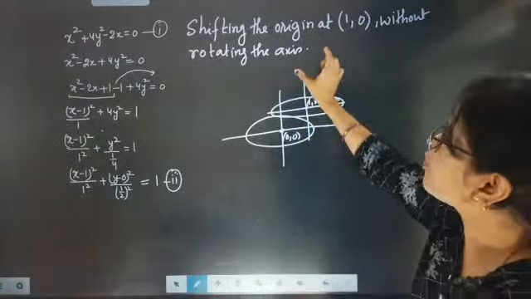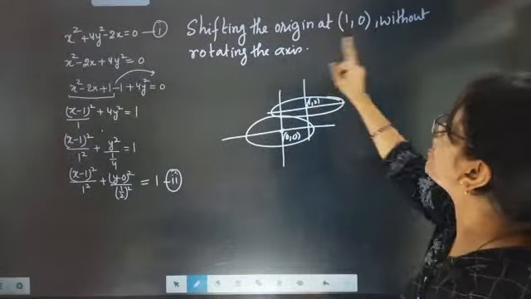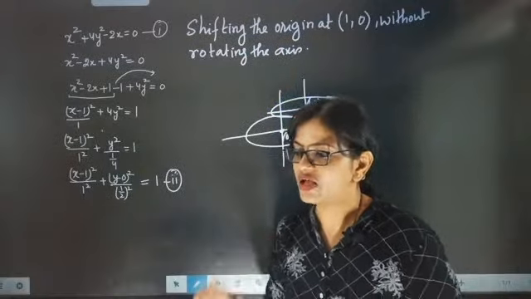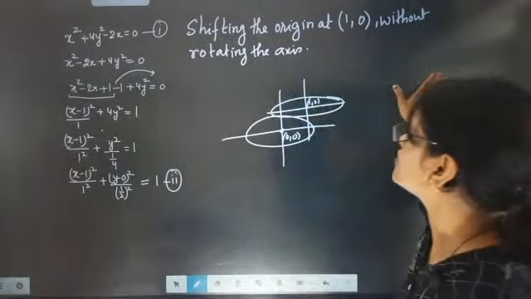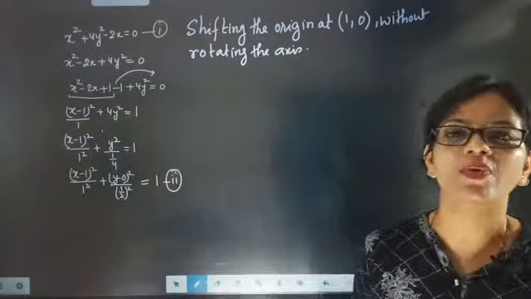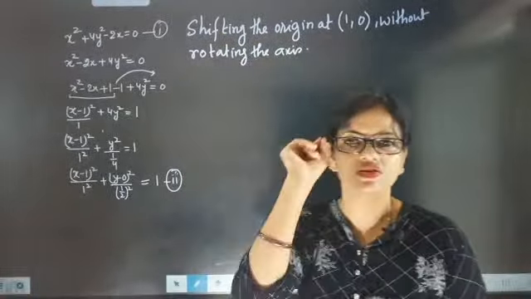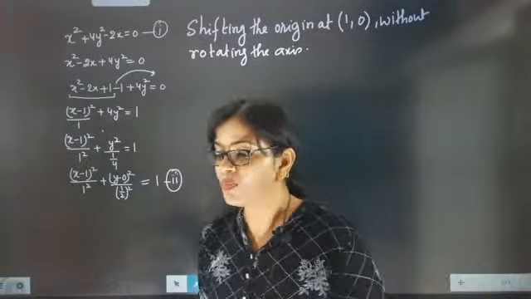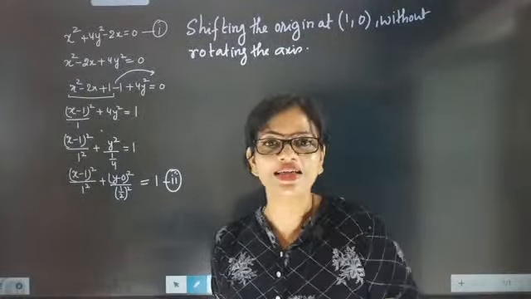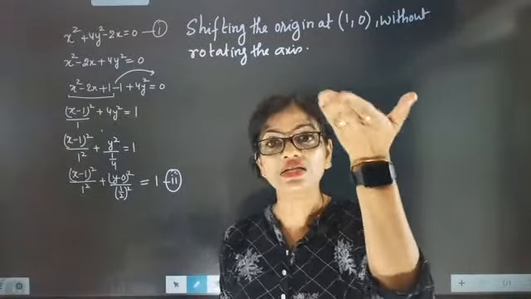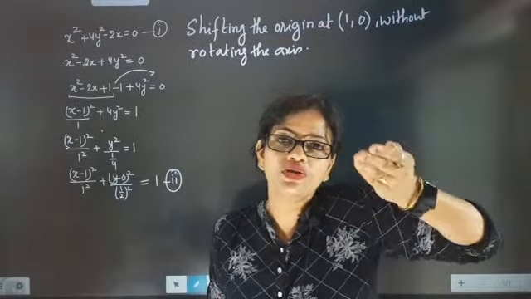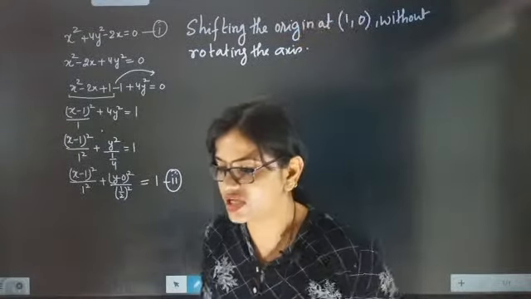So this is the point I have written: shifting the origin at 1 comma 0 without rotating the axis. This is a very important point, and every time for this type of equation you must write it. It is very important to mention how you have taken it and how you have kept it with a certain other center. You took the center from one place and shifted it to the other.